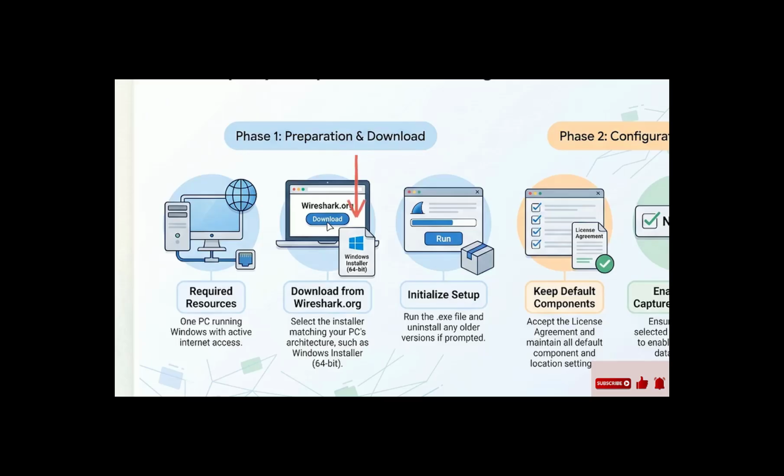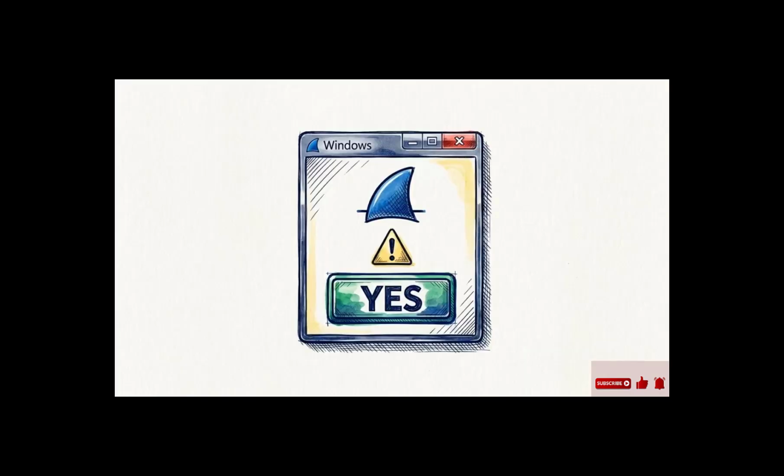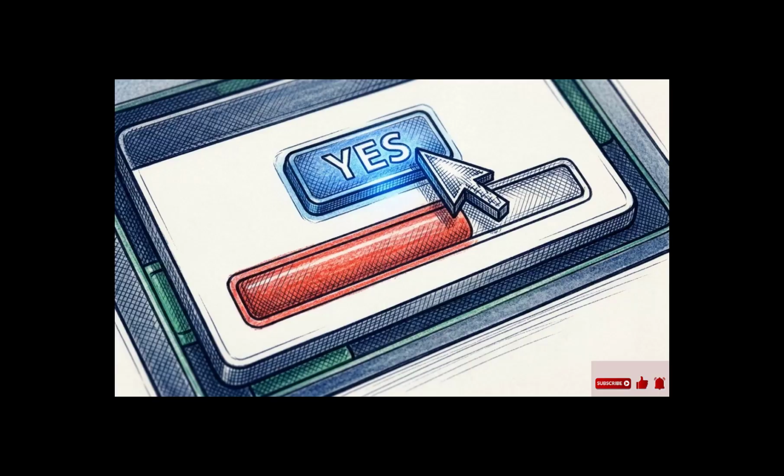Navigate to wireshark.org and select the Windows Installer 64-bit option. Once the download completes, open your default Downloads folder and launch the executable file. If the setup wizard detects an older version of Wireshark on your system, it will prompt you to remove it. Click Yes. You must completely uninstall any previous versions before the new installation can begin.